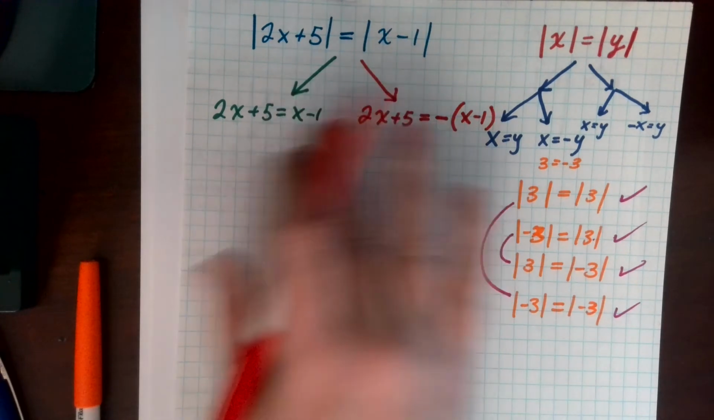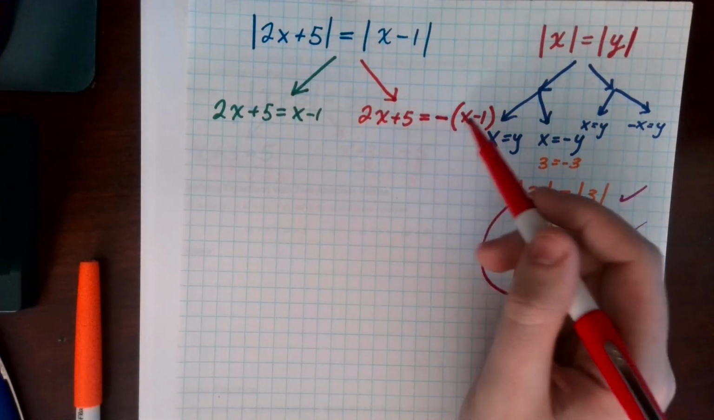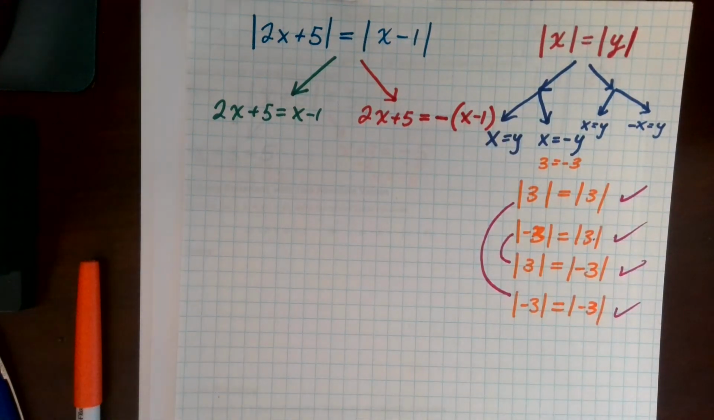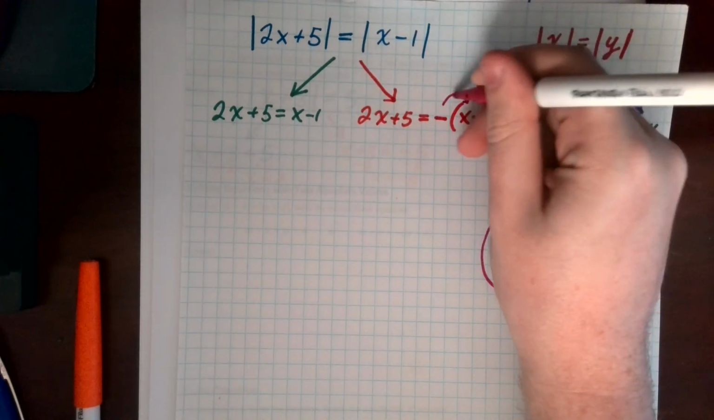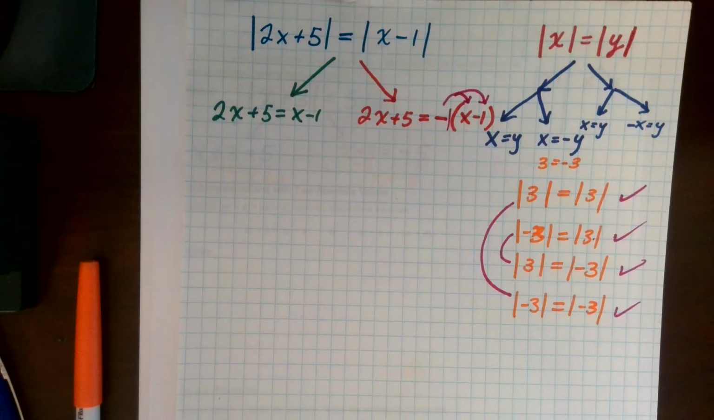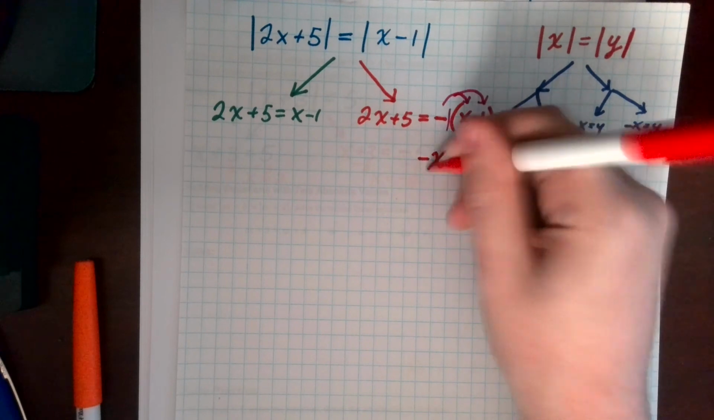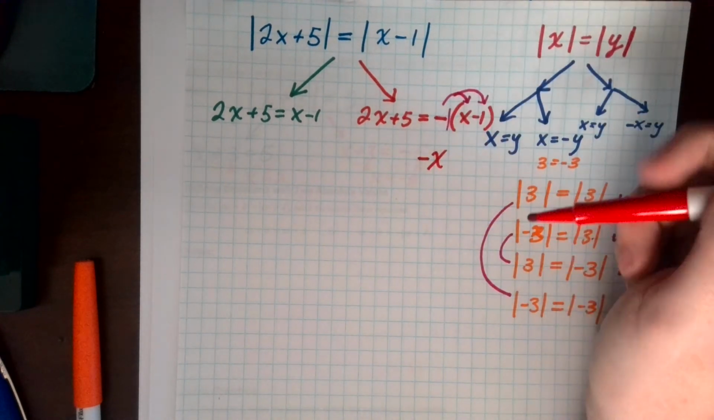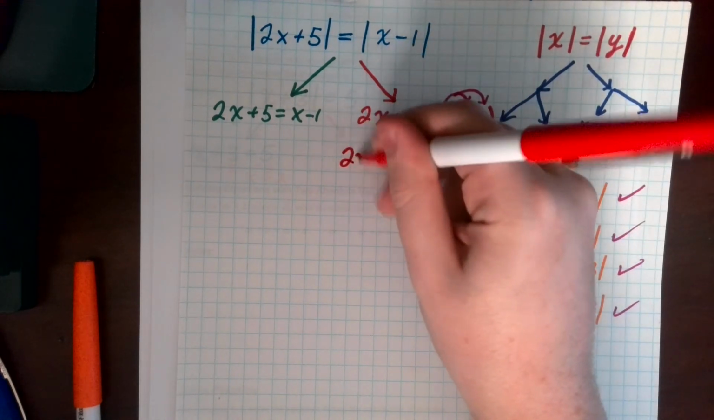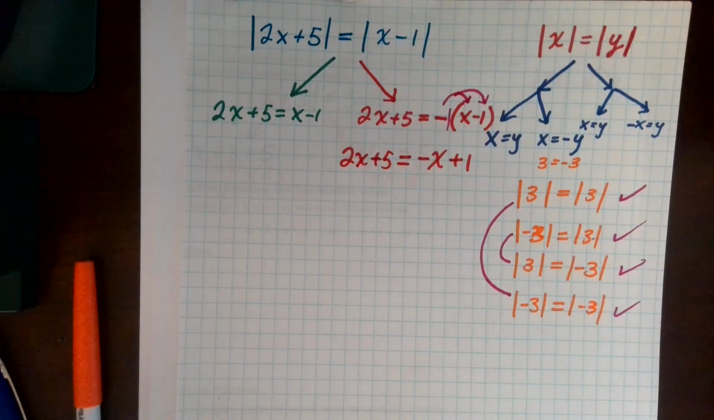Before I start solving with different steps, I want to see if I can simplify this one. Well, I have a negative. I have parentheses, not absolute value symbols. So if I have parentheses, I can distribute the negative. Again, this negative is like negative 1. So what's negative 1 times x? Well, it's negative x. What's negative 1 times negative 1? Well, it's positive 1. So my new equation is this. 2x plus 5 equals negative x plus 1.